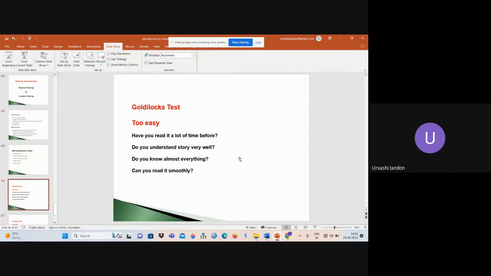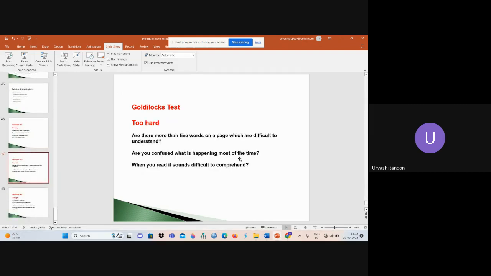So ideally, there was a story also, the Goldilocks story, where she had three bears and all that. In the same way, you try to apply the Goldilocks test. Suppose you are reading an article, and if you find it too easy, that means you have read it a lot of times before. You understand the story very, very well. You know almost everything, and that means it is too easy. So don't take that topic, right? It's very easy for you. That means most of the research has already been conducted on this.